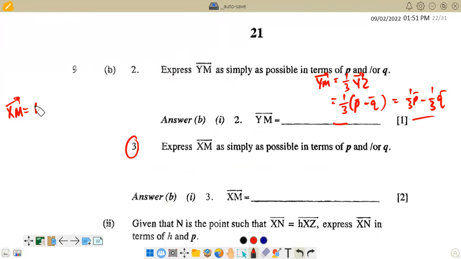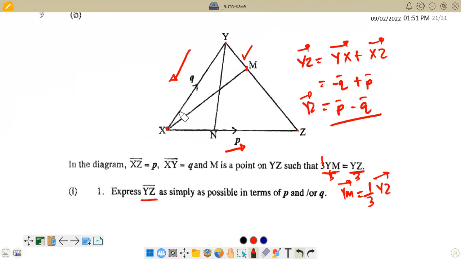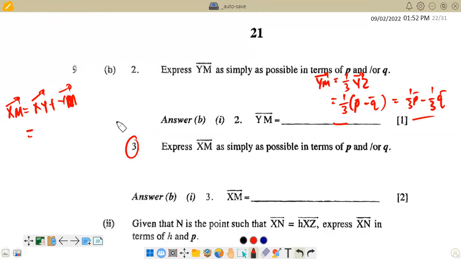So we are going to have our XY plus our YM. This is YM here. So XY is the route that you're going to take. XY is already there on our diagram. If you cross-check on our diagram, our XY is already given as p. And this time we are maintaining the direction because we are starting from X going to Y, so it's going to be a positive q this time.